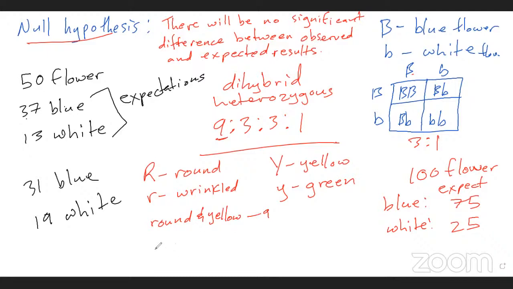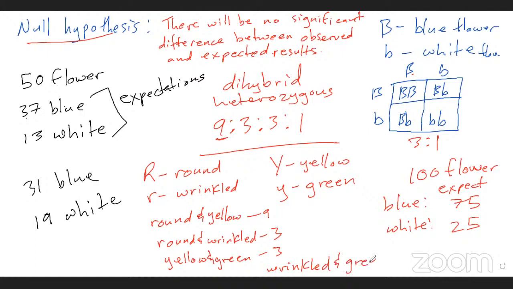Then if round and yellow, which other trait can you get? Round and wrinkled. All right. Round and wrinkled, 3. Which other trait can I get? Yellow and green. Which other one? Wrinkled and green. Sir, round and green, not yellow. Thanks. Okay. Wrinkled and green is 1.